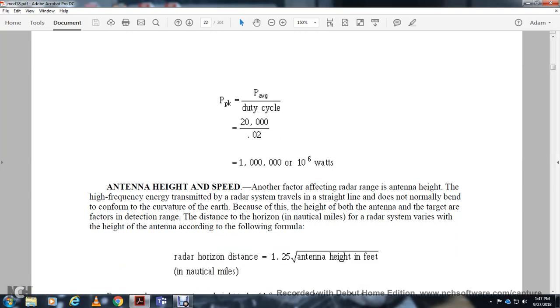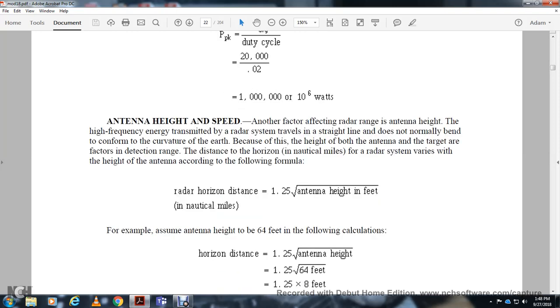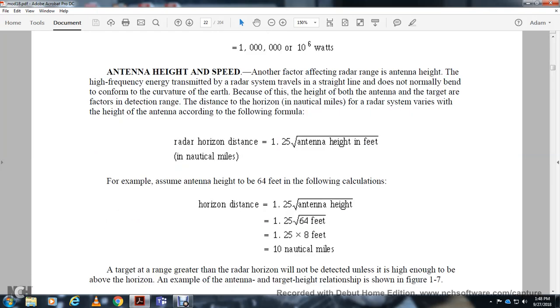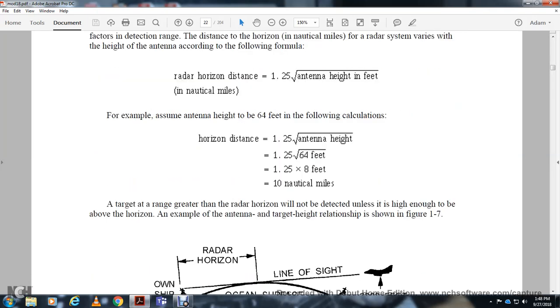Radar horizontal distance in nautical miles is equal to 1.25 times the square root of the antenna height in feet. For example, assume an antenna height of 64 feet. In the calculation, the horizontal distance would be 1.25 times the square root of 64, which is 1.25 times 8, or 10 nautical miles. A target beyond the radar horizon will not be detected unless it is high enough to be above the horizon. An example of the antenna and target height relationship is shown in figure 1.7.